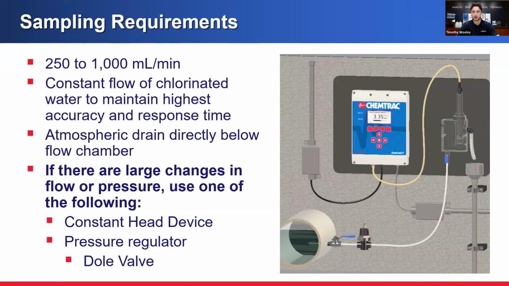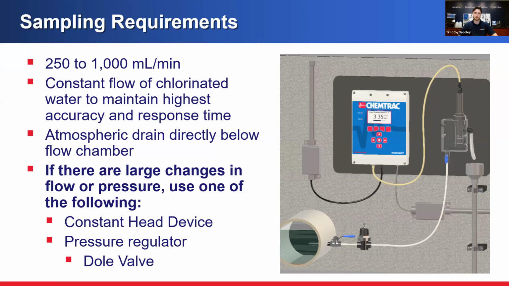So when you're using it with a Chemtrac flow cell, with a Chemtrac probe, typically you don't need to worry too much about the height at which it's positioned. As we said, 250 to 1,000 milliliters a minute, that's the optimal flow rate. And ideally, if you're using one of these amperometric probes here, you want to have a constant flow of chlorinated water that leads to that atmospheric drain.